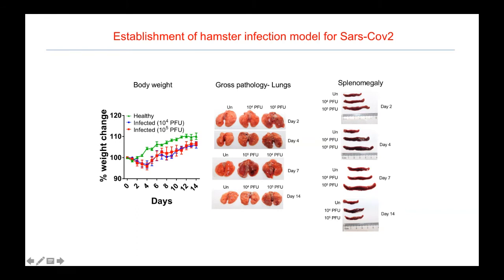We looked at one parameter which was not really shown in the literature, which is simply splenomegaly. You can see that at day 2, the spleen size is quite a bit bigger than in the uninfected hamster, and it's getting bigger and bigger. Then at day 14, it's coming back to normal, so there's a recovery in the hamster. This parameter is very important to record, because splenomegaly is one of the things which tells us that the infection is high.